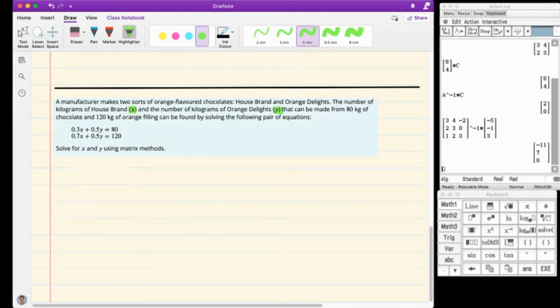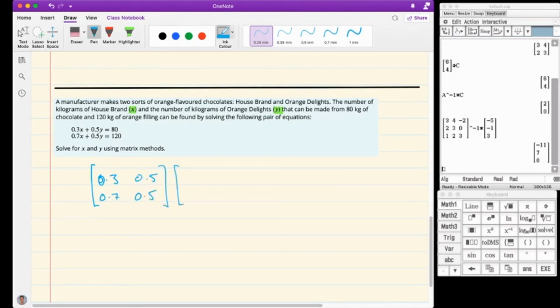So X is the number of kilograms of House Brand chocolates and Y is the number of kilograms of Orange Delight. Okay, so just for being pedantic and correct, we could set up our 0.3, 0.5, 0.7 and 0.5, and that's multiplied by X and Y, and then that is equal to 80 and 120.